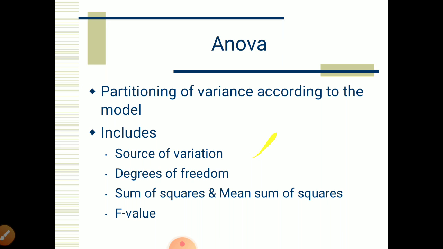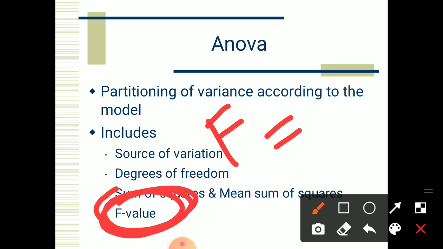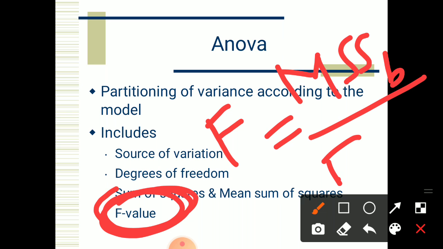So we will have the source of variation, the degrees of freedom, the sum of squares, and the mean sum of squares. Ultimately, as the end product of analysis of variance, you will have the F value. This F is nothing but the mean sum of squares between treatments divided by the error mean sum of squares. So that will be the F value.